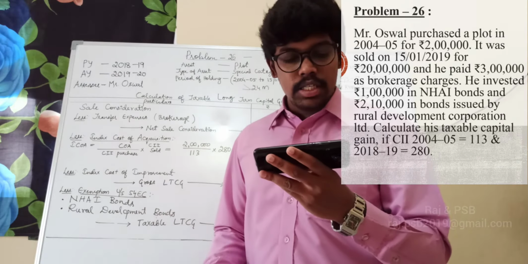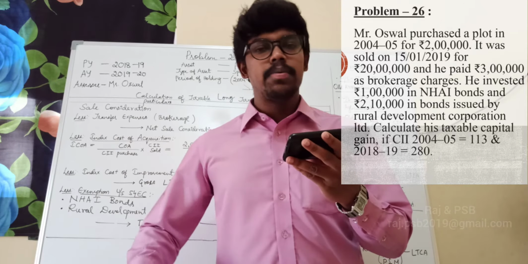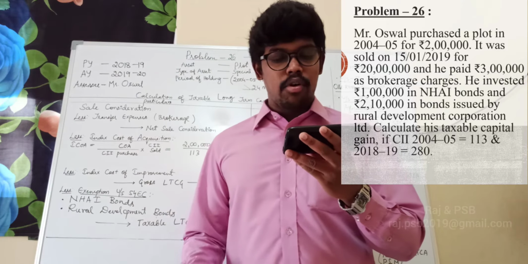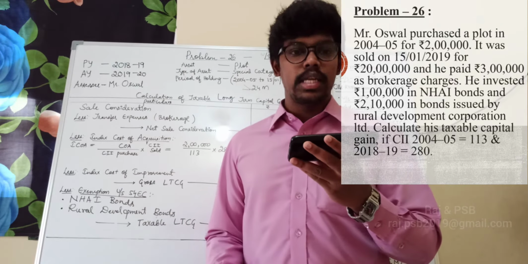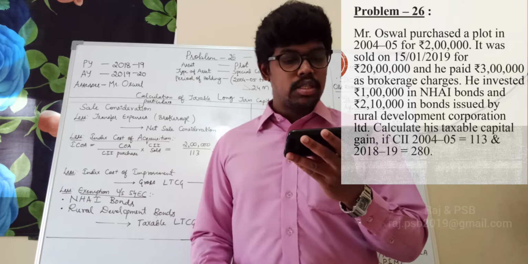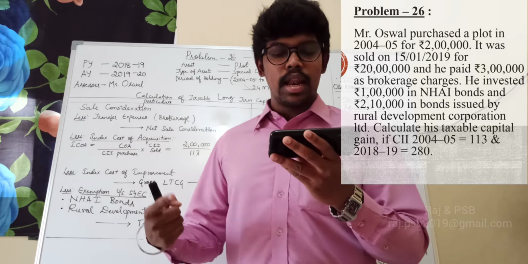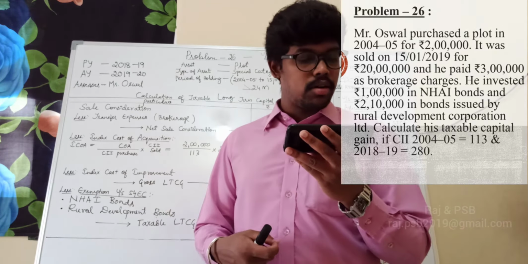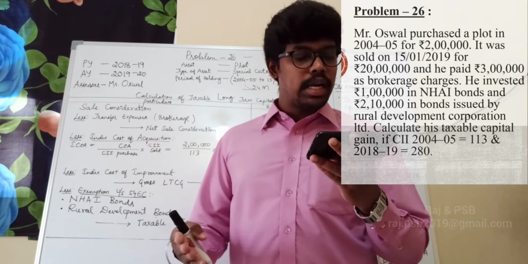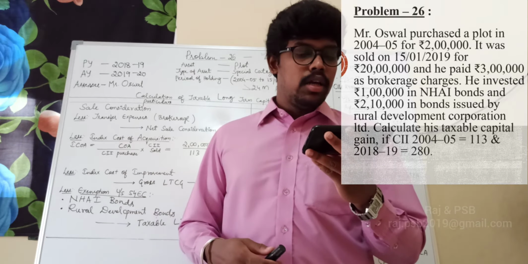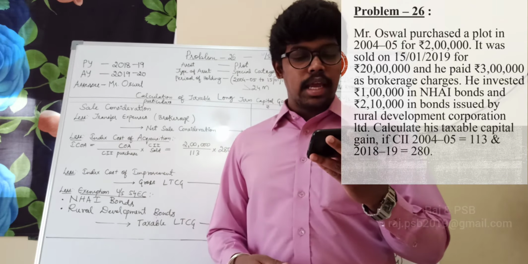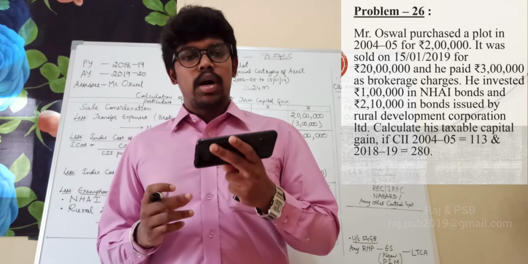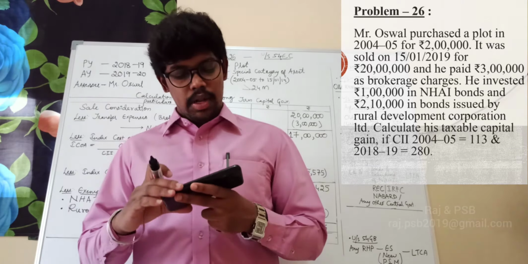Mr. Oswald purchased a plot in 2004-5 for rupees 2 lakh. It was sold on 15/1/2019 for rupees 20 lakhs, and he paid rupees 3 lakh as brokerage charges. He invested rupees 1 lakh in National Highway Authority of India bonds and 2,10,000 in bonds issued by Rural Development Corporation Limited. Calculate his taxable capital gain if CII for 2004-5 equals 113 and 2018-19 equals 280.